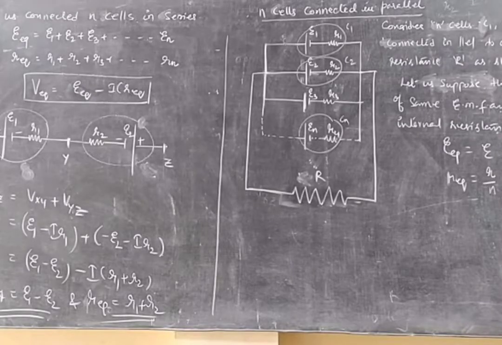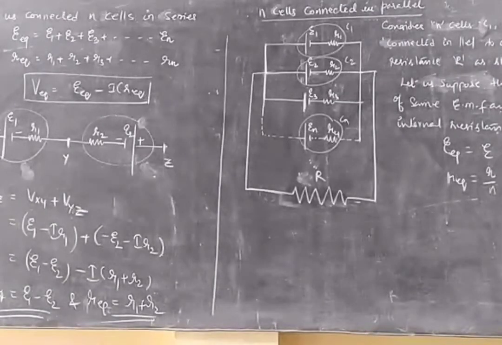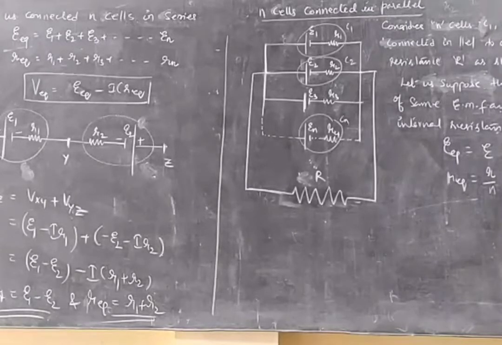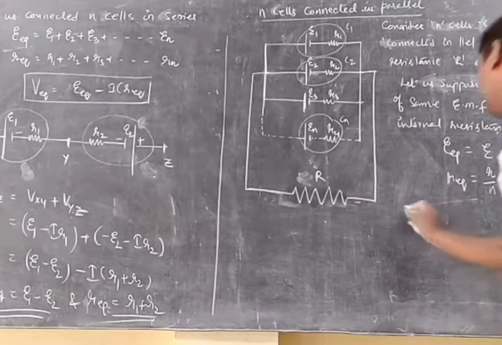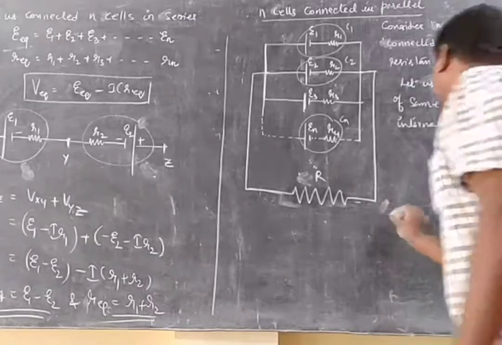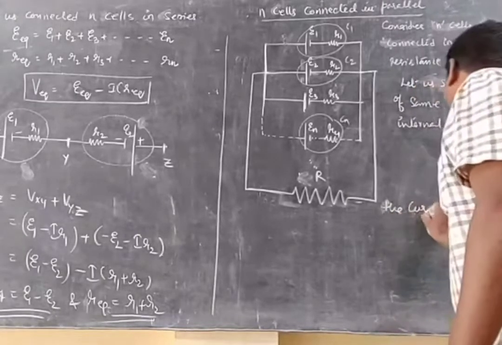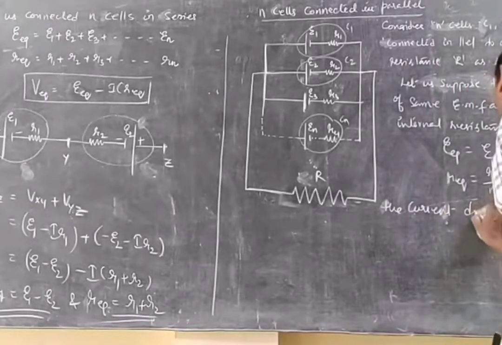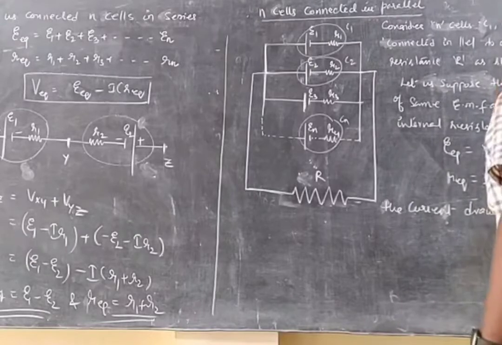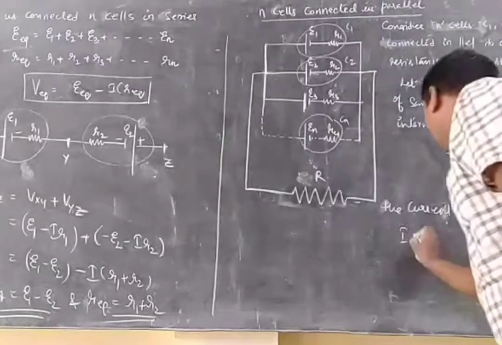So let us calculate the current drawn first and then we'll move to the potential. The potential difference anyhow will be of E only since the connection is in parallel. So there will be no change in the potential difference. Now let us calculate the current drawn. Let the current drawn be I.